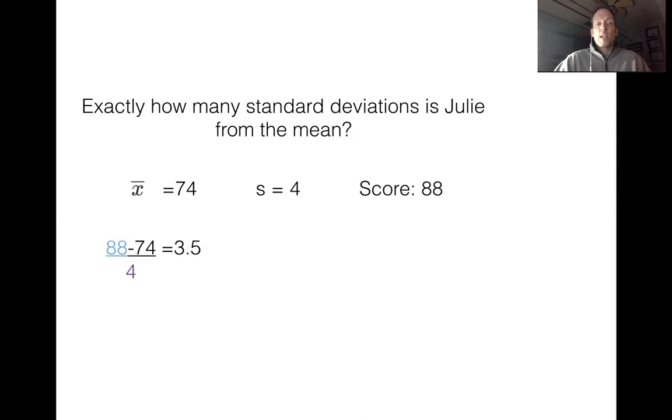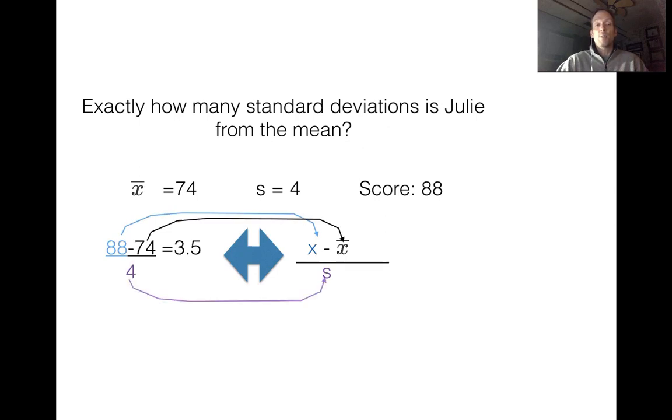Now, let's generalize this. We're going to make a formula out of it. We could have done any student score in this formula, so we're going to call the 88 an x value. The 74 is our x bar, and we divided by 4, which was our s. Let's trace all the numbers back into place here. When we do that, the formula that we end up with is called a z formula.